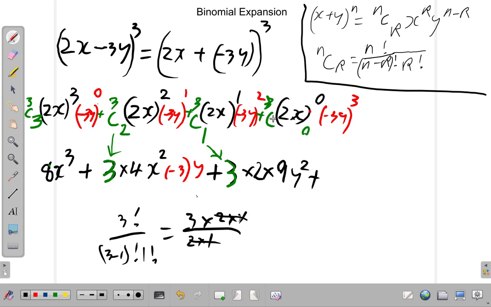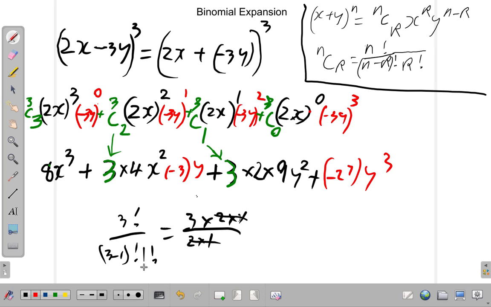Plus this number here now, 3c0. Did I put the 0 all the way out here? The 0 should be here beside the c. 3c0 is 1. So it's 1 times 2x to the 0, which is 1, times negative 3 cubed, which is negative 27 y cubed.